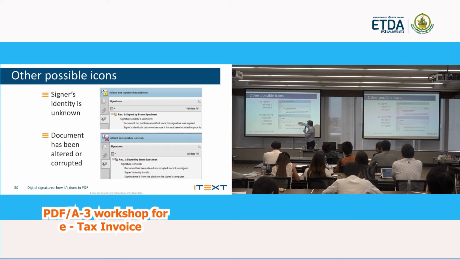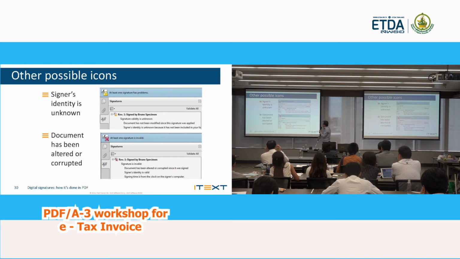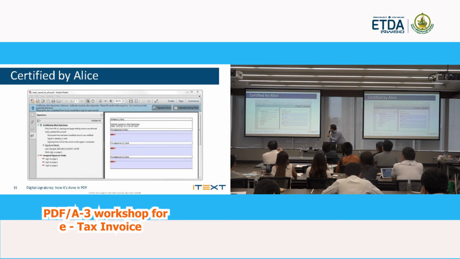Or you can have the red cross, which is when the signer's identity is valid, so I faked this Bruno Specimen to make Adobe Reader believe that the signer identity is valid, but the document was altered or has been corrupted, so I get this red cross. And so you can have a workflow.